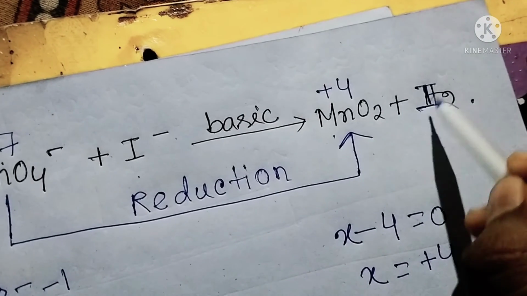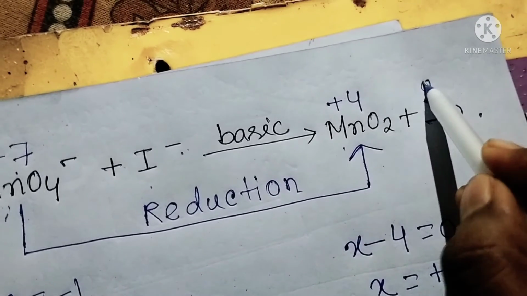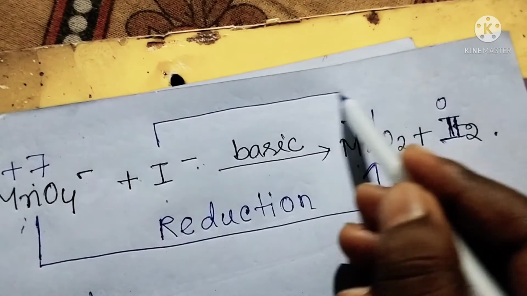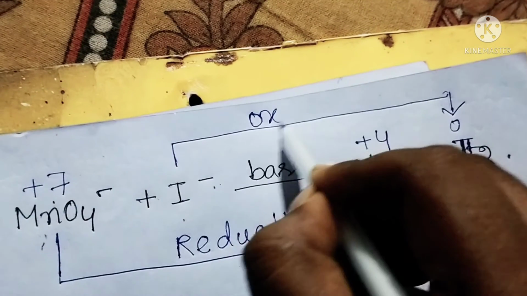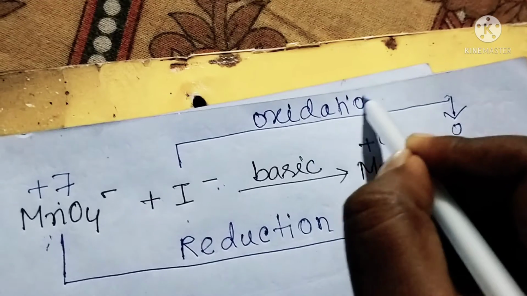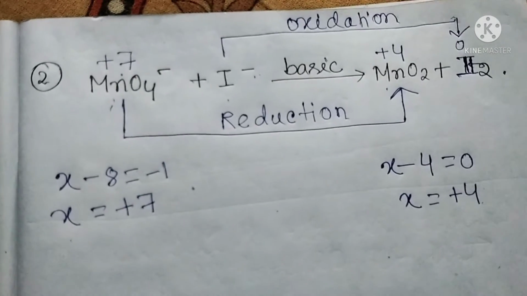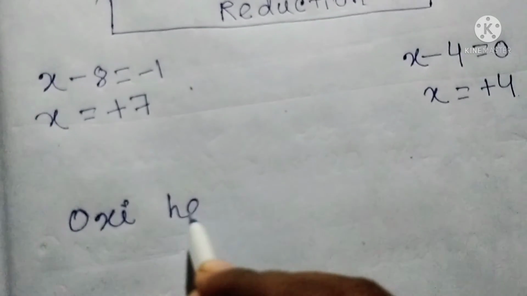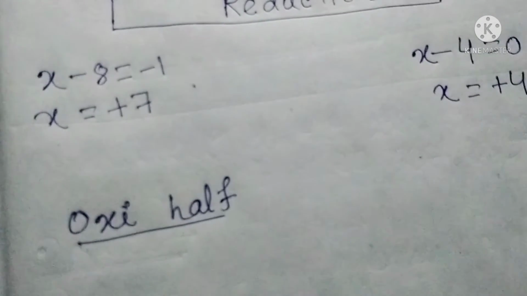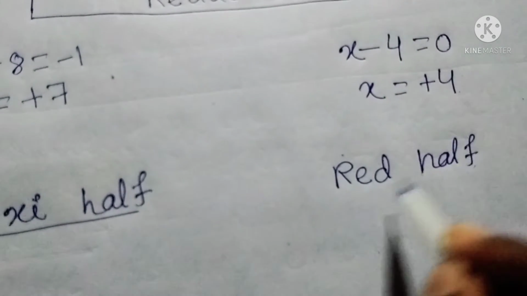Here I2 is present. This is a mistake. This is I minus and this is 0. So what we get? From minus we get 0. That means oxidation number increases and oxidation occurs. Do you understand? Now divide the equation into two halves, oxidation half and reduction half.